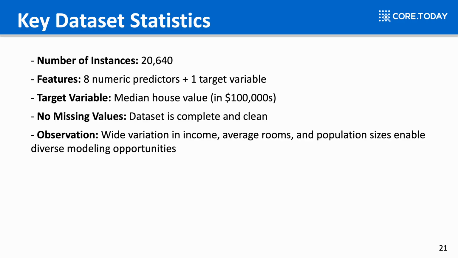This dataset contains 6040 instances including 8 predictors and a target variable representing median house value. Importantly, there are no missing values, which ensures efficient preprocessing. Notice how attributes like income and room count have a wide range. This provides excellent material for exploring advanced predictive models.